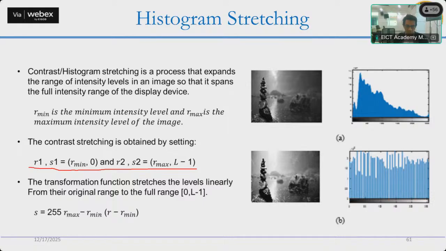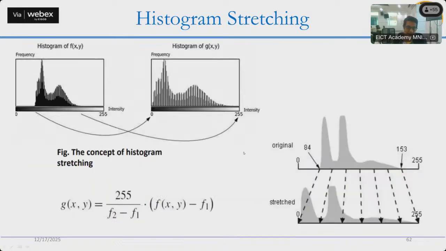So what you are doing, S equal to 255 times R max minus R min, R minus R min, this formula. What is this R max? R max is the maximum value of the intensity in that image. What is R min? R min is basically the minimum value of that intensity in that image. And what is R? R is basically the intensity of that current pixel. This is basically the transformation function. That's what we have done here.